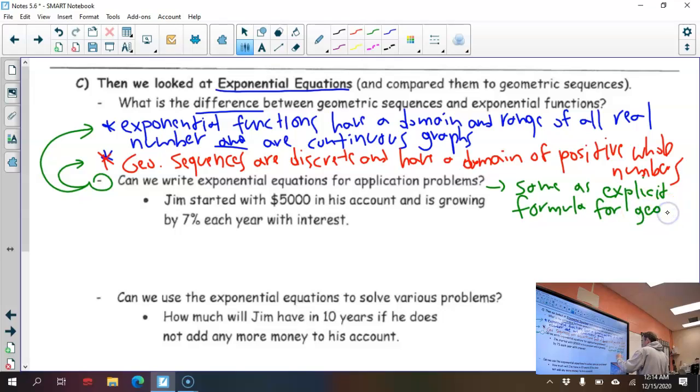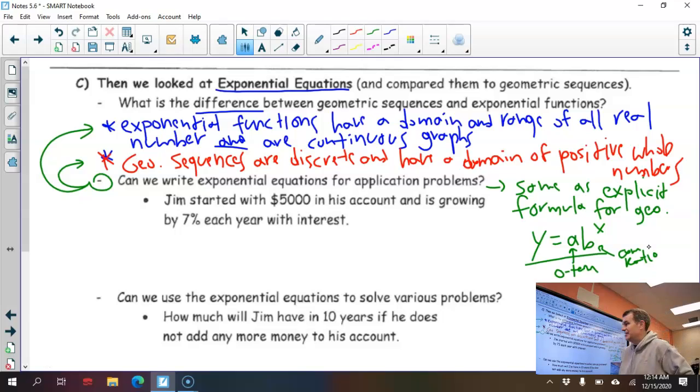for geometric, y equals ab to the x. But notice I did not put it in function notation, though I could have. And a is still the zero term, and b is still the common ratio. Although usually we call it the growth rate or the growth factor when we're talking about an exponential function instead of a geometric sequence. So, better if we call it the growth rate.